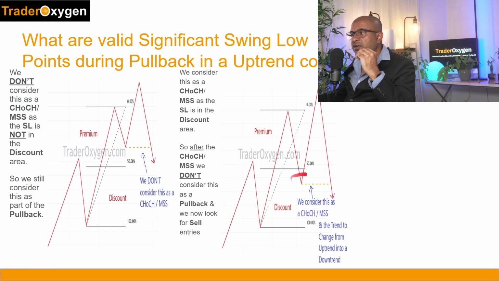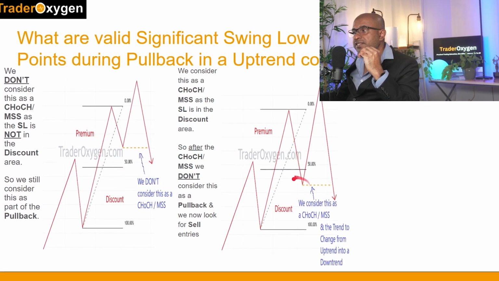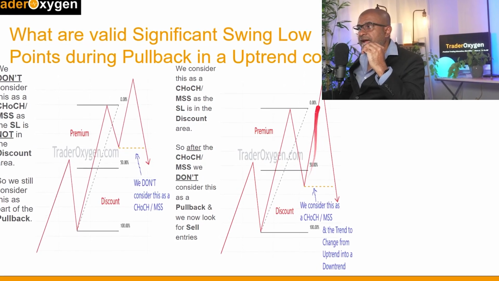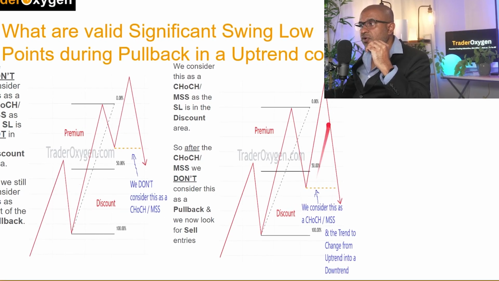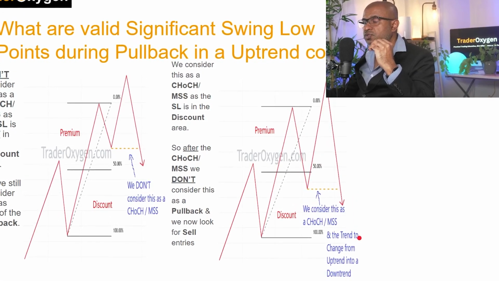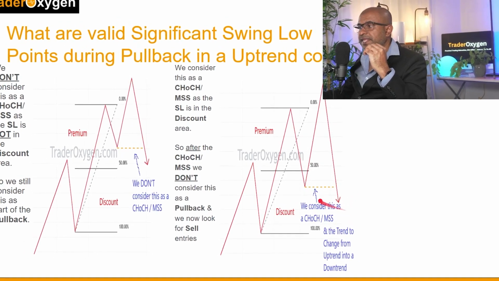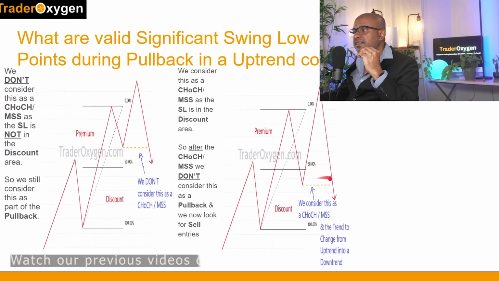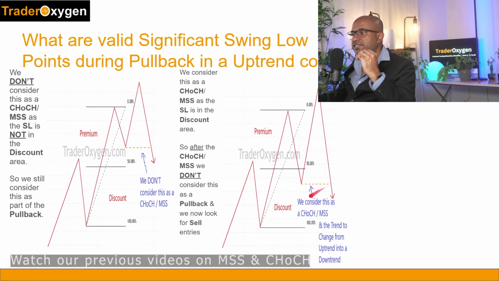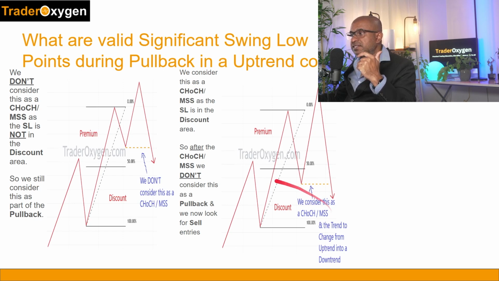However, if this swing low was formed in the discount area, and if that swing low is broken down strongly with a displacement, then we consider this point as a change of character or market structure shift, and then we consider the uptrend to be changed from an uptrend into a downtrend.